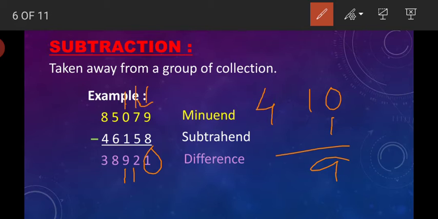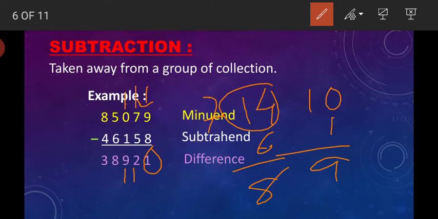Now here 4 is left, which is smaller than 6. Again we have to borrow from the previous digit, that is 8. So it becomes 7 and the 4 becomes 14. 14 minus 6 is 8. So here I have written 8 and here 7 is left. The last digit 7 is left. 7 minus 4 is 3.